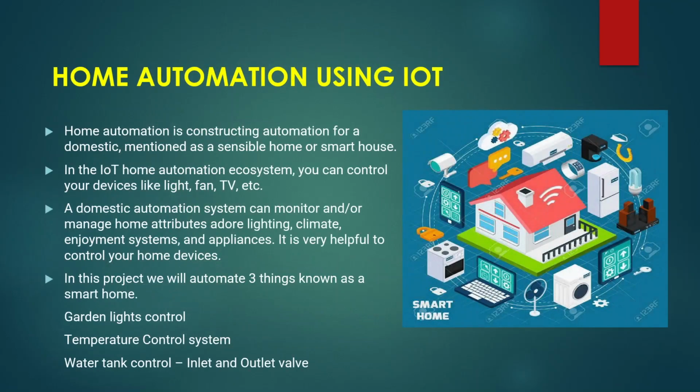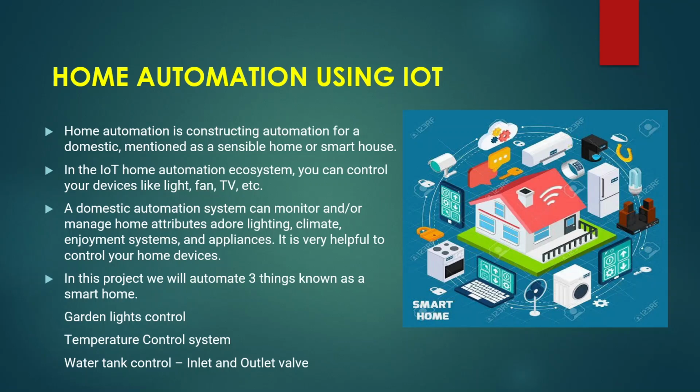Home automation using IoT. First of all, what is a home automation? Home automation is nothing but controlling the devices which we have in our house using our smartphone. That is nothing but home automation. In this home automation, we can control the devices in our house using our smartphone remotely.